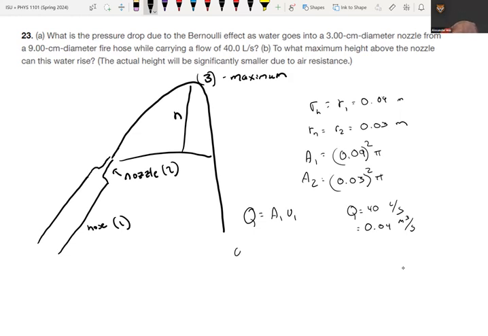Okay, so we have 0.04 meters cubed per second is equal to 0.09 squared pi, and that would be meters, times V1. So V1 is equal to 0.04 meter cubed per second over 0.09 squared pi. And I will go ahead and do that calculation. When we find that, we get 1.57 meters per second.